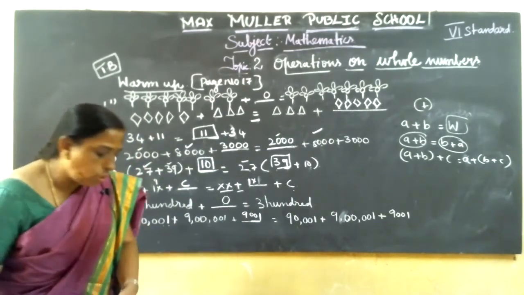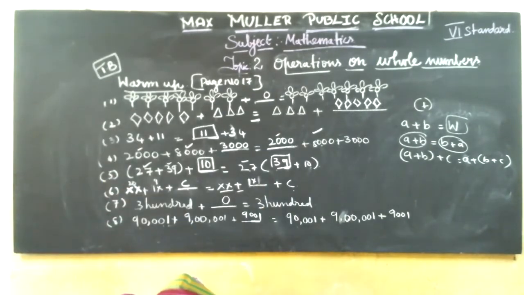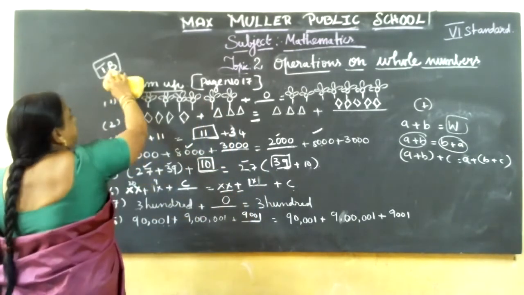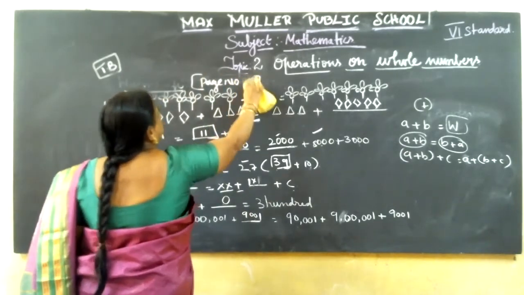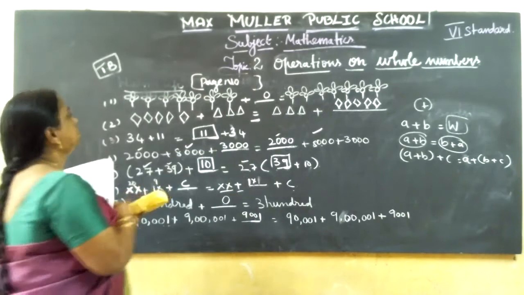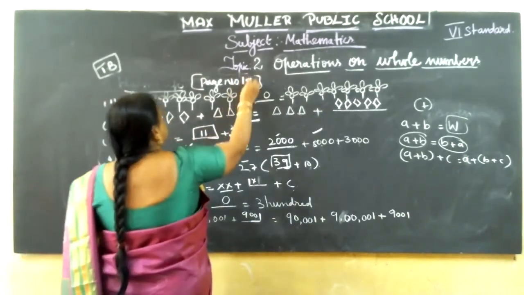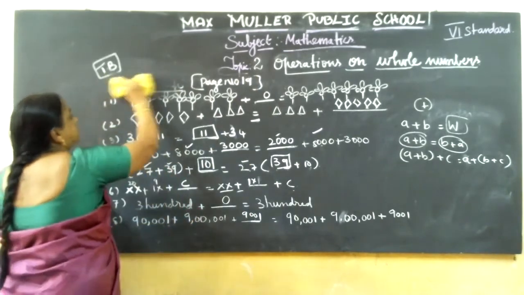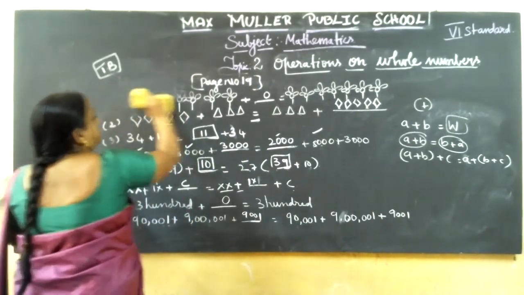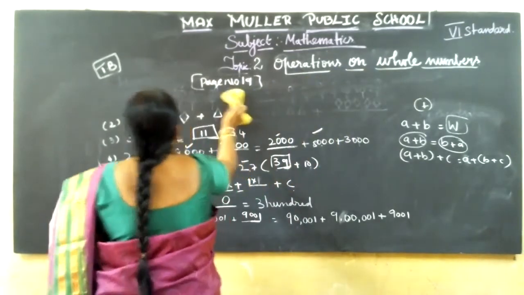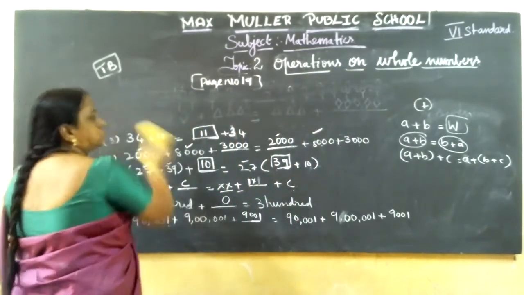Yes, I hope you all copied. Now I'll go to next. I'll rub one and you copy the question. Page number 19. This is also textbook work. Page number 19, question number 1. Fill up. One by one I'll rub and you copy the question. By the time you can also complete.